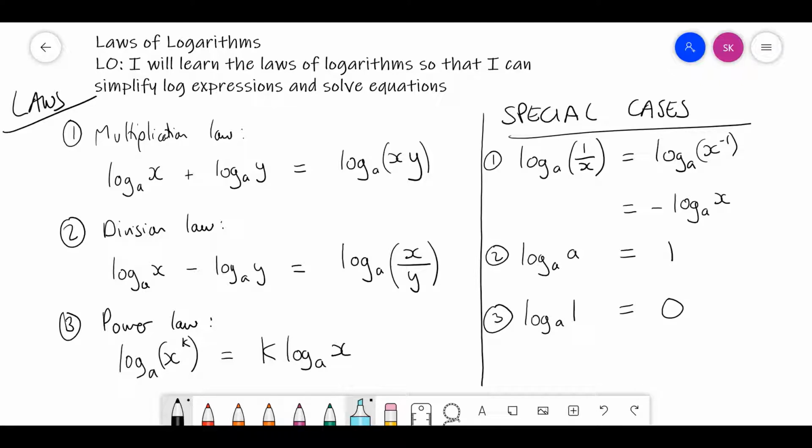So make sure you've written down these laws and the special cases, because today's video and also the next couple of videos are going to be using all of these. So pause the video so you've got time to do that, and then press play when you're ready to do some examples.